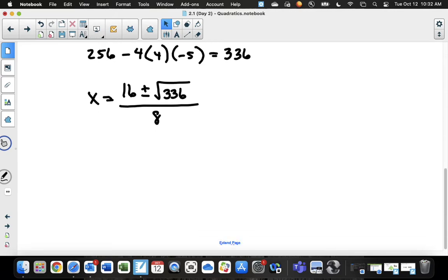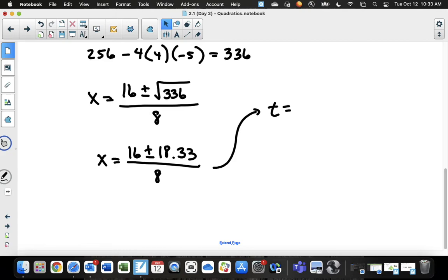What is the square root of 336? What do we get? 18.33. Okay. 16 plus 18.33 all over 8. And now to finish this off, t equals. You take 16 plus the 18.33, so you get 34.33. Divide that by 8, and we should get 4 point something. 4.29. Okay, so approximately 4.29.